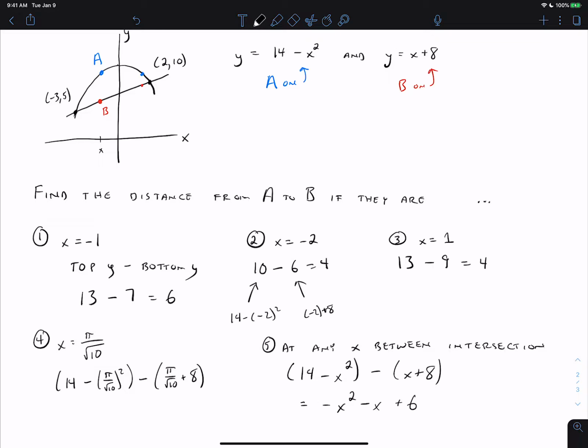But again, the real point is not that final answer. The point is that you're subtracting in that order. So you're taking the top y. Well, the y value at point A is whatever 14 minus x squared is. The y value at point B is whatever x plus 8 is. That's exactly like this, where you can't really do much simplification.